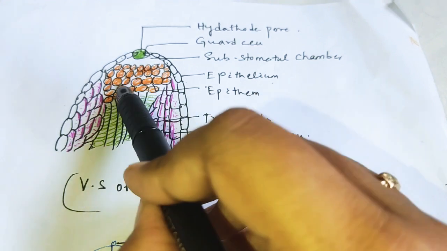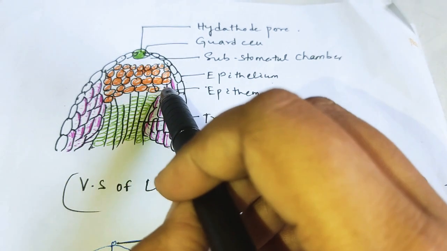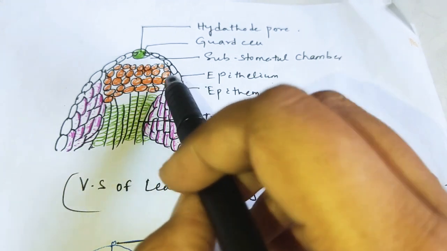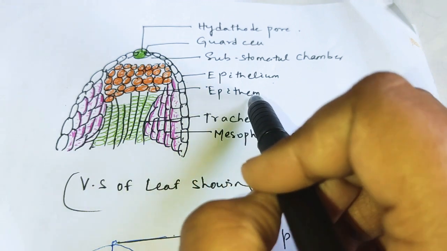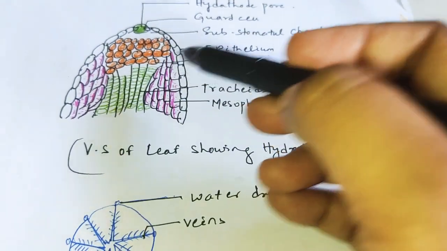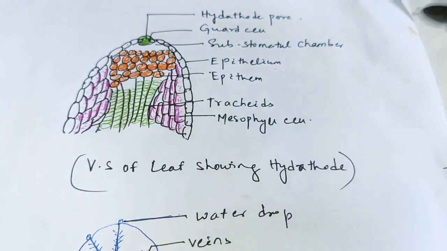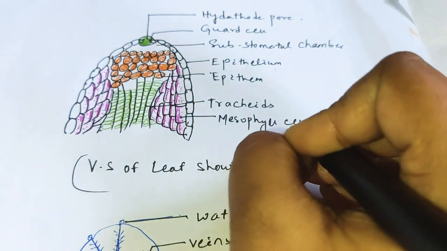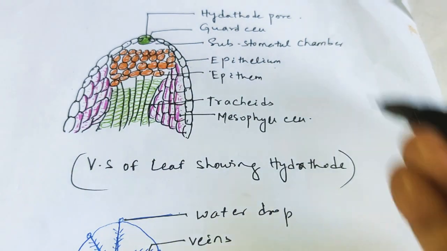And this orange color structure, for your understanding, I just colored it. Here I am just coloring it. So this part is epithem. Then here this part is mesophyll cells, and these green structures are the xylem and tracheids.